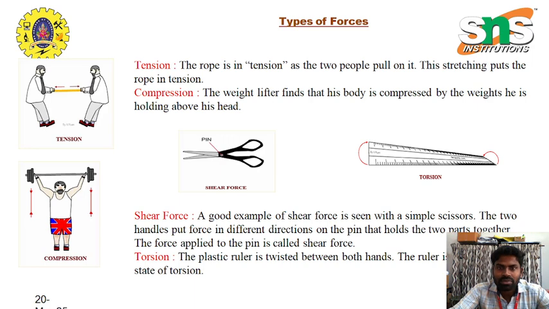So these are the different types of the force system: static force, dynamic force, compression, tension, shear force, and torsion. These are the major types of force systems acting on an object, either in a state of rest or in moving conditions.